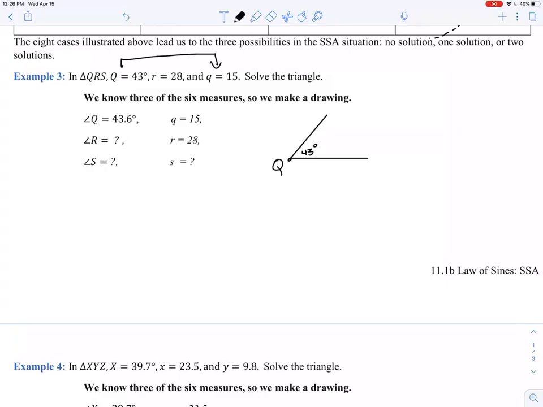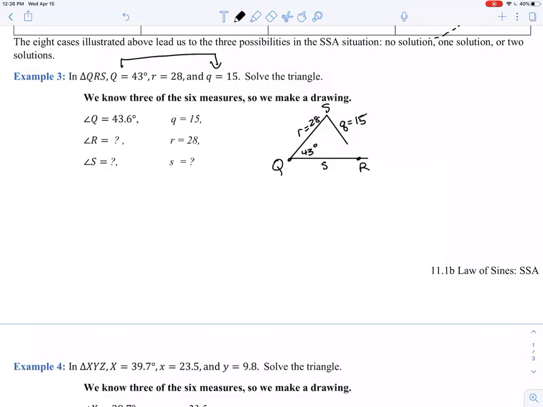Okay, and so since this is side-side-angle, this will be side R, and then over here, this is going to be side Q, which is 15, and this is R equals 28. And so we want to know, so I guess this would be side S up here and S down here, and angle R would be somewhere over here. Okay, so I want to see if this is an actual triangle or not.